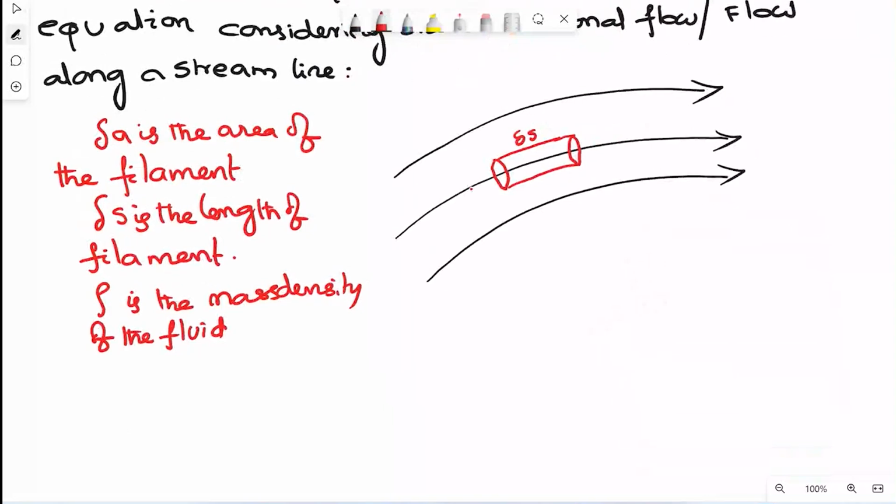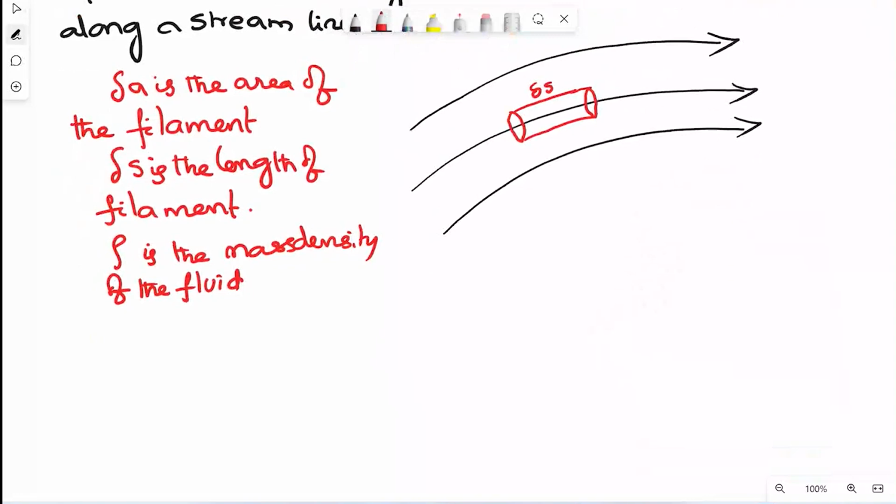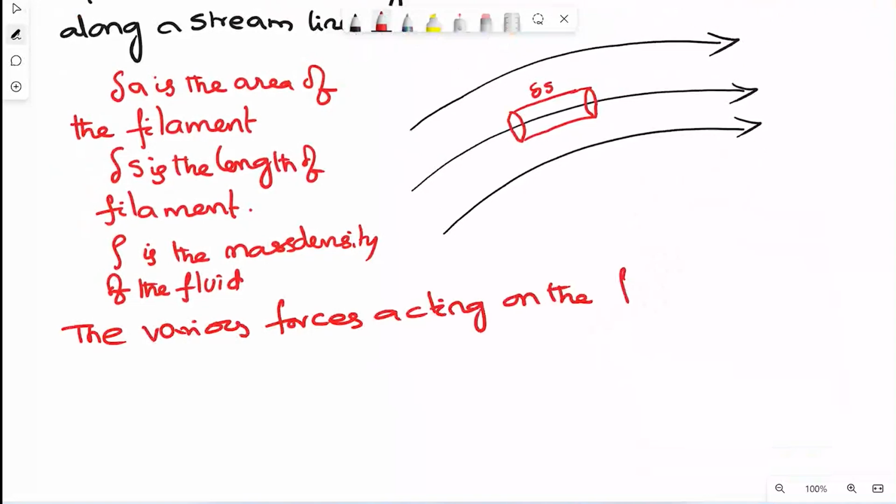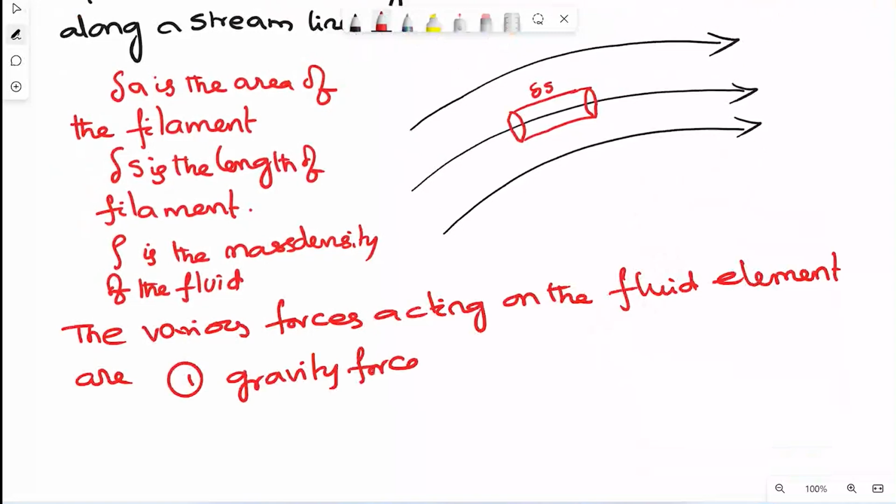So what are the forces that are acting on this? Because Euler's equation is based on the forces actually. The various forces acting on the fluid element are, number one, the gravity force, which we call the body force. Second one is the pressure force.